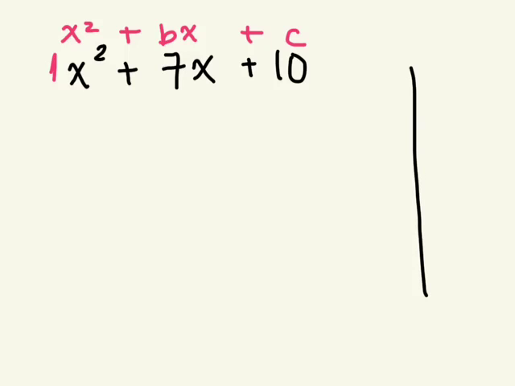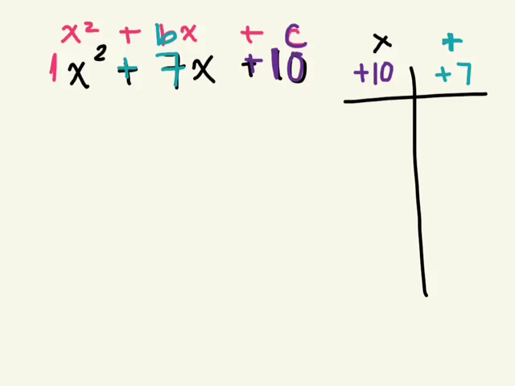So I always like to make this chart. We're looking for two things that multiply together to give us which letter, B or C? C. Good. So it's going to be two things that multiply together to give us positive 10, whatever the two numbers are. But when we add them together, what do they have to add up to? Which letter? B. Good. They have to add up to B, which is positive 7, okay? So we'll start by listing what times what is 10.